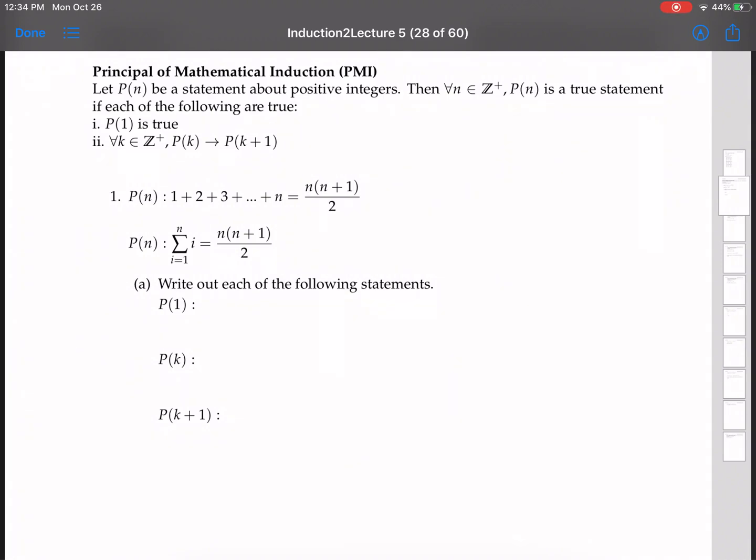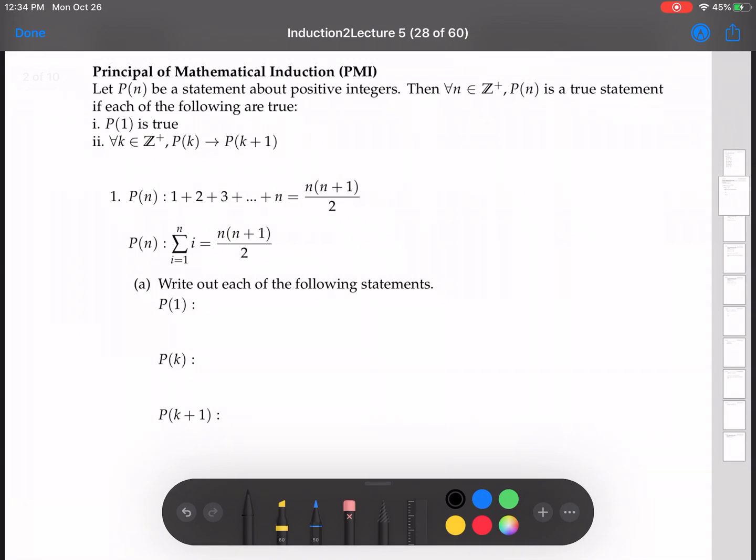In this and the next 3 videos, I'm going to walk you through my step-by-step process for doing a proof by mathematical induction. In part A here, we just focus on writing out the statements, P of 1, P of k, and P of k plus 1. Notice that this makes sense since in the principle of mathematical induction we see a P of 1, a P of k, and a P of k plus 1. So this first step is really just us writing down all the things that we're going to work with.